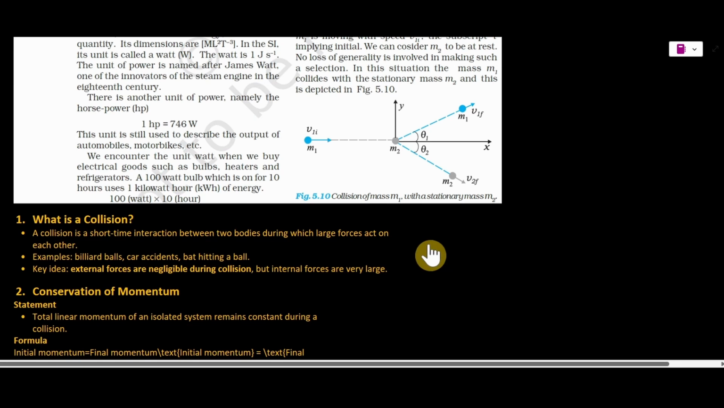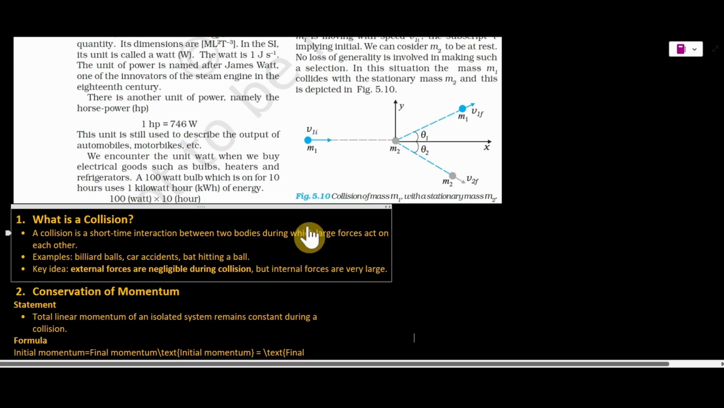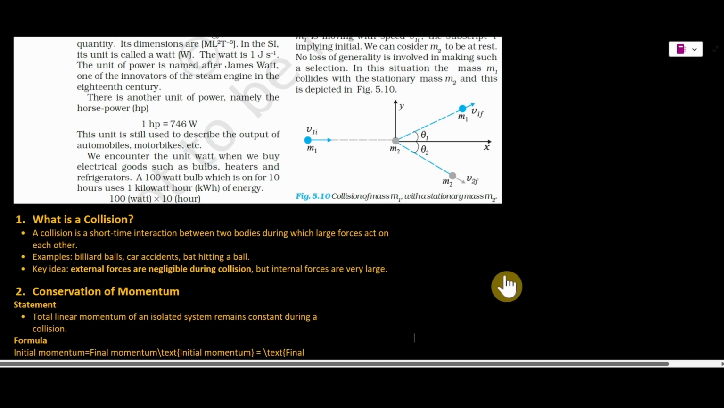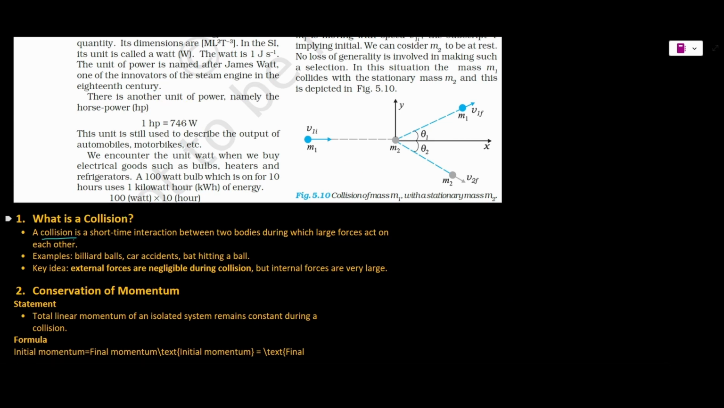In physics, however, we have a little elaborate definition. It states that collision is a short time interaction between two bodies during which large forces act on each other. So two bodies having a short time interaction, but large forces act on each other. This is called collision. And what are the examples?